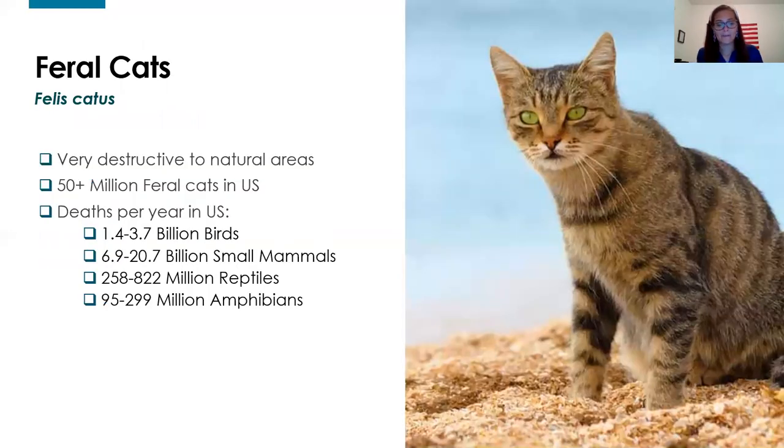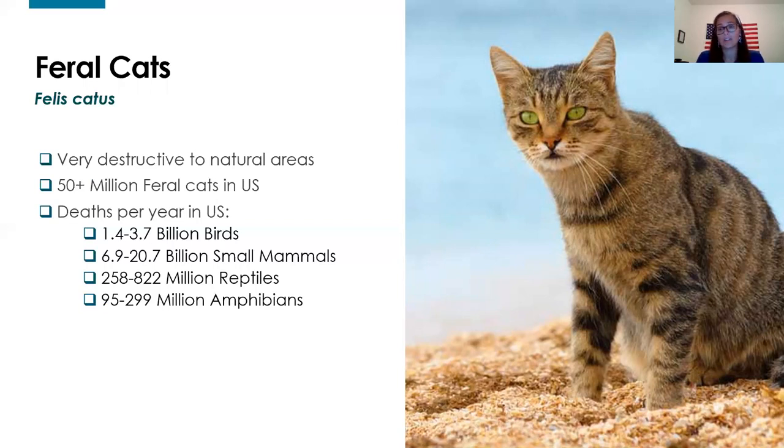Cats. I know some of you might be cat people, but they're one of the most destructive animals in our natural areas. They're born killers. We have over 50 million feral cats in the United States, and every single year in the US, they kill 1 to almost 4 billion birds, with a B, over potentially 20 million small mammals. They kill over 250 million reptiles and over 100 million amphibians.